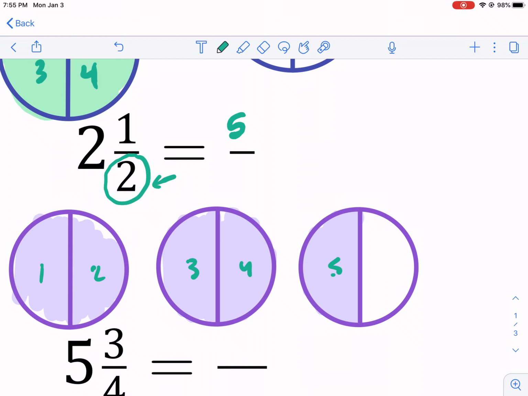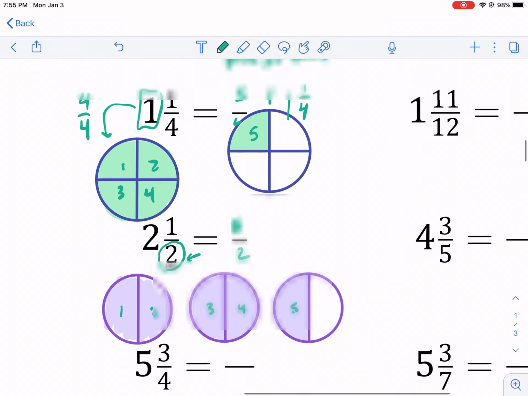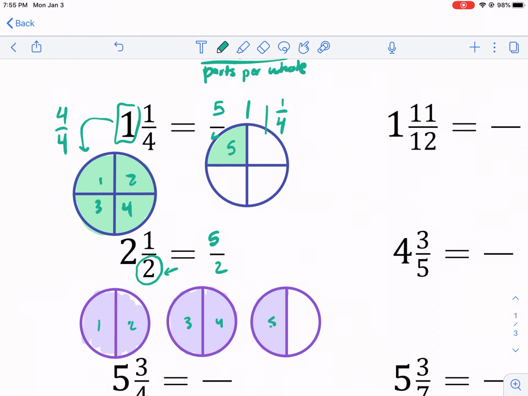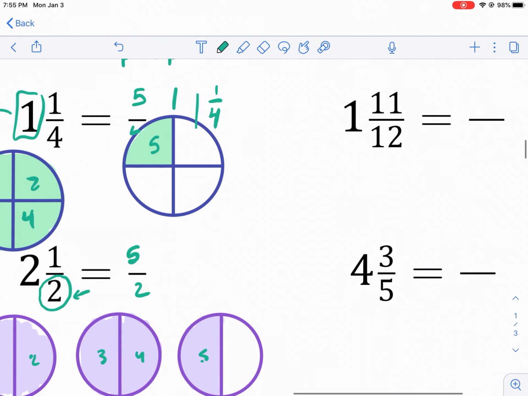That's how you convert it into an improper fraction. This is going to tell you how many parts per whole there are. So it's 5/2, okay? Now, let's say we want to take a shortcut. We don't want to have to draw it out and everything. How do we do that?